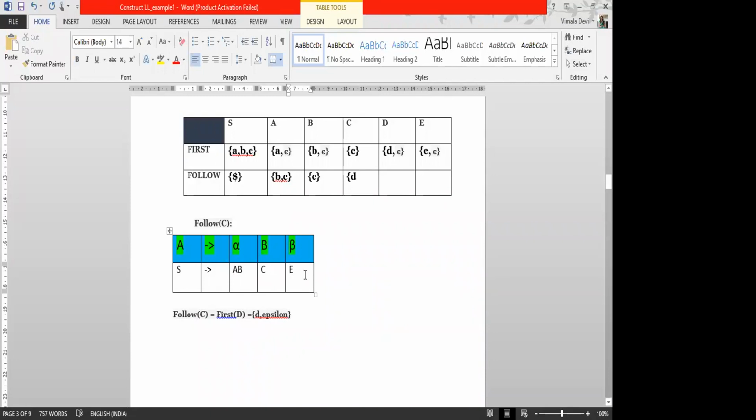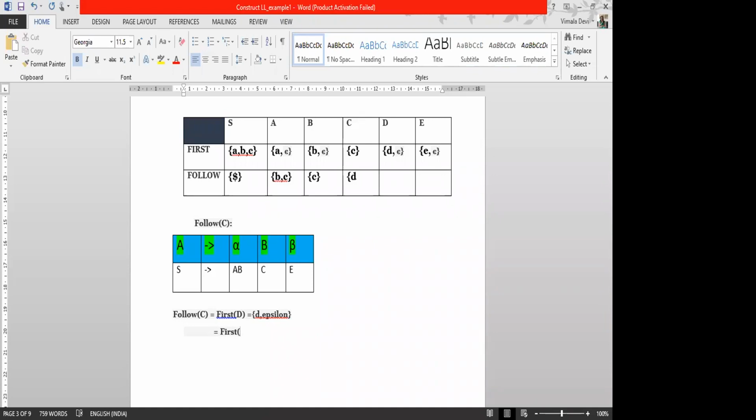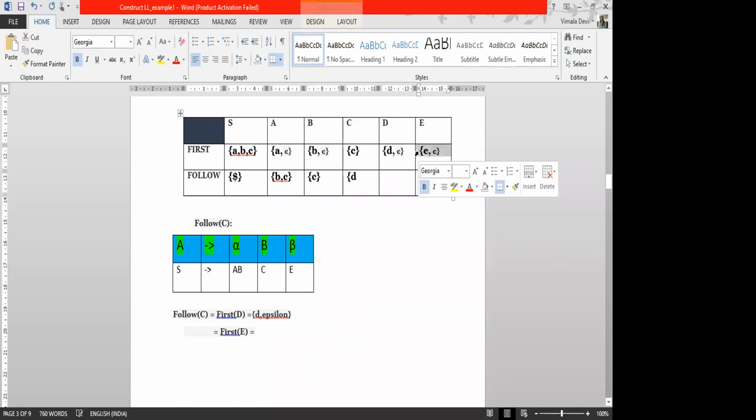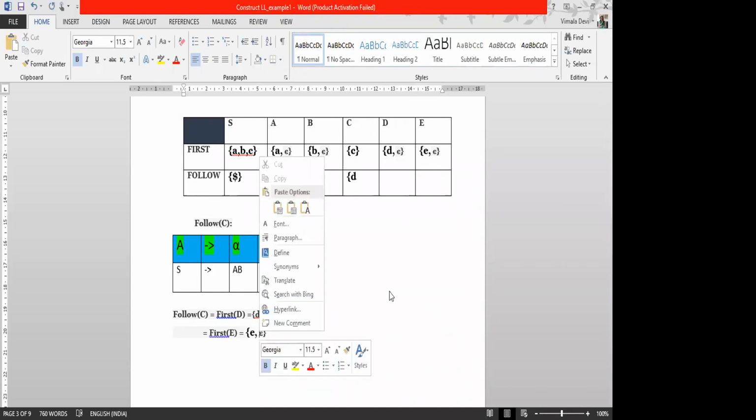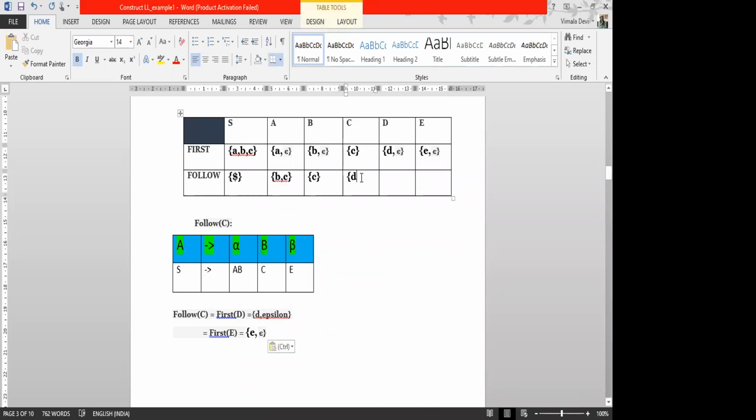Now tell me what is follow of C. Follow of C is now first of D, isn't it? First of E. What is first of E? It is identified as E comma epsilon. I'll just copy and paste it here. Right, so first of E is E, but once again I cannot include epsilon. If I should not include epsilon, what is the thing I have to do? I have to replace this E by epsilon, isn't it?